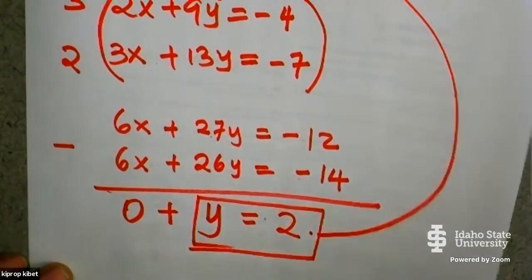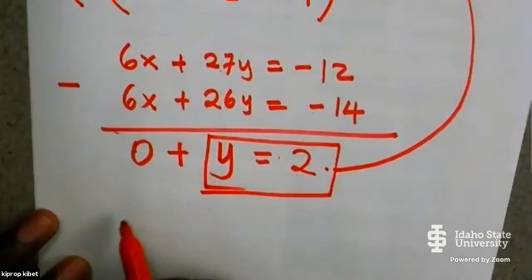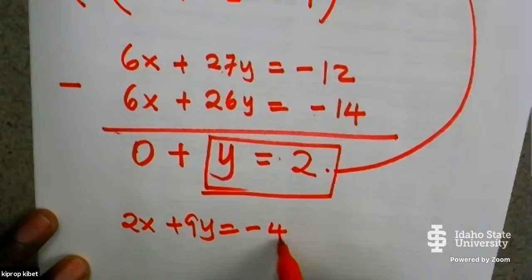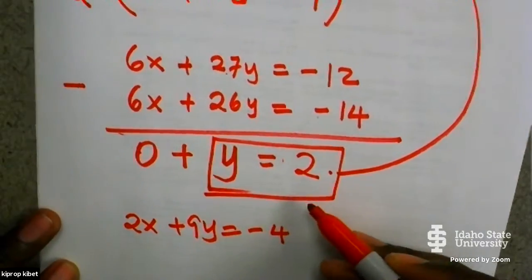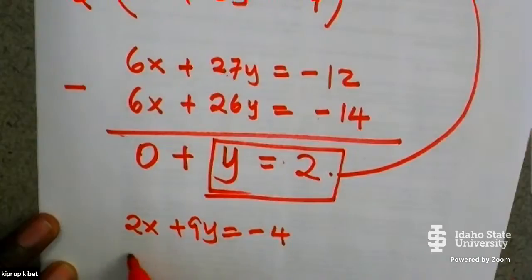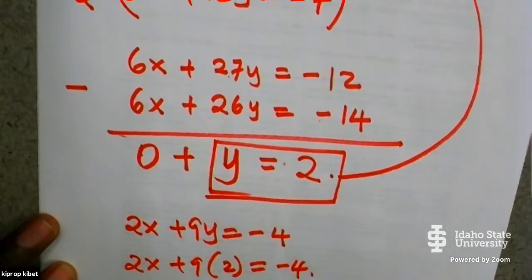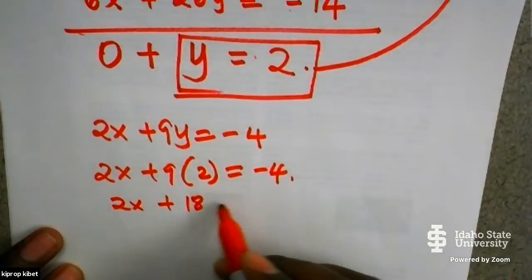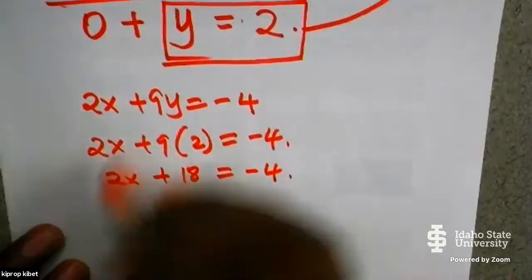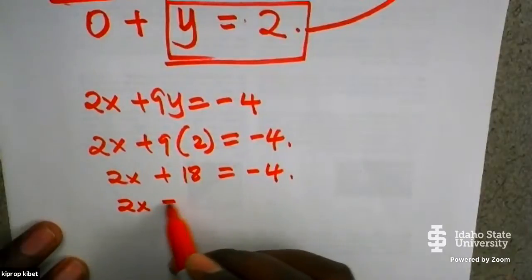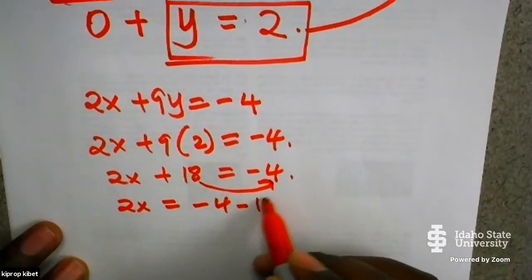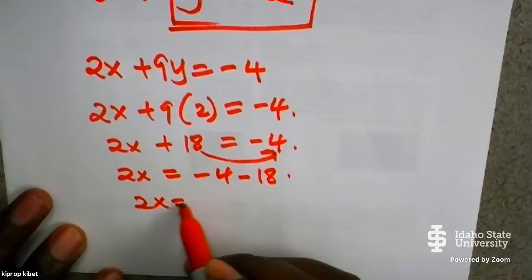So if we take back to the original, we can use the first one, which is 2x plus 9y equals minus 4. We now substitute the value of y in the first equation. So 2x plus 9 multiplied by 2 equals minus 4. So 2x plus 18 equals minus 4. When you take this one to the other side, 2x equals minus 4 minus 18.